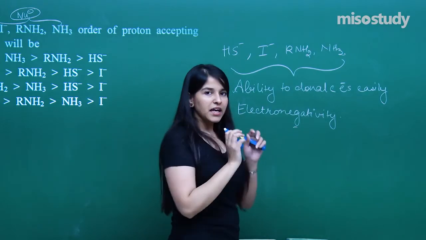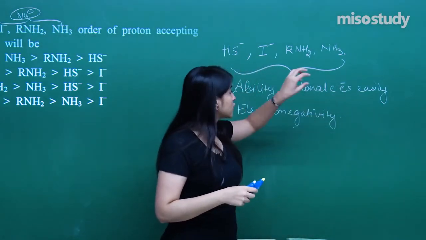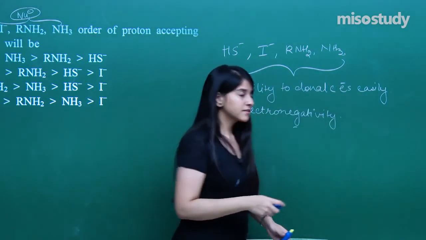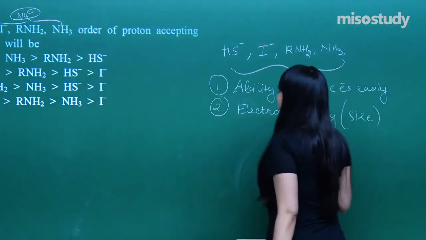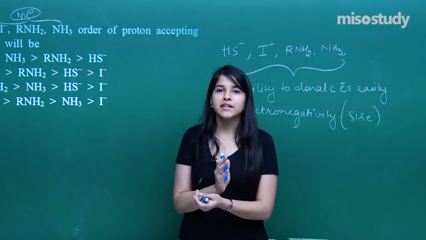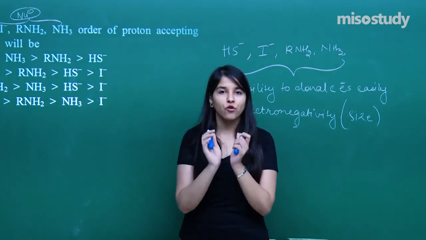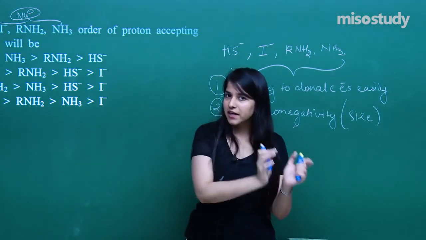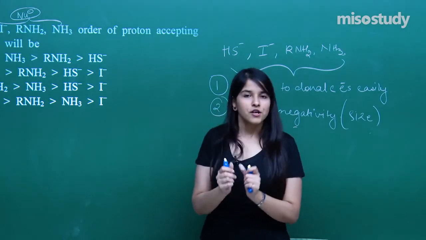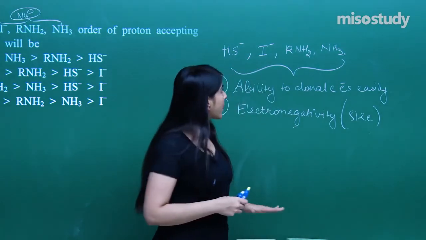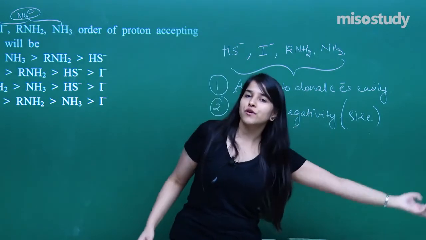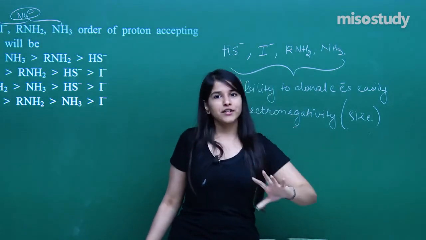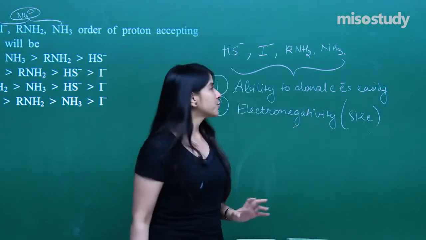That means if the atom is smaller in size, so I need to check up the size as well. If the atom is smaller, it will be holding on to the electrons very easily. It has got the electrons then, and it can attract the H plus then. So that is how we are going to deal with it. Now we need to check up the electronegativity in order to attract the H plus. So that is what is going to be our approach.